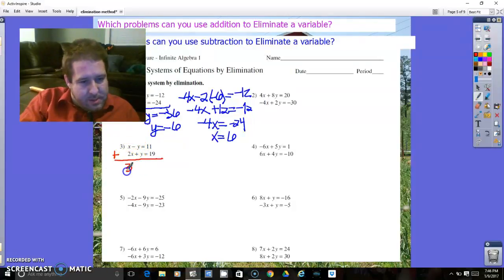x plus 2x makes 3x. This one, if you add these, you get nothing. And 19 plus 11 makes 30. And then divide both sides by 3, and you've got 10.